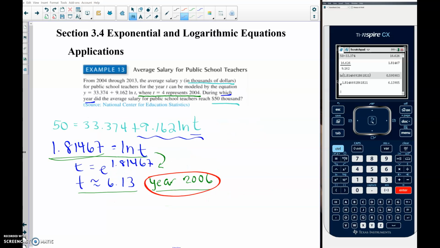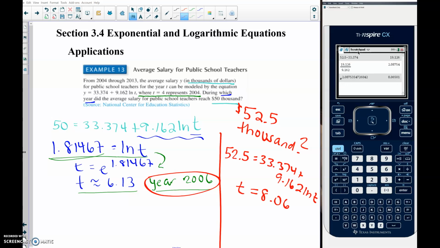Go ahead and solve this problem for which year public school teacher salary would reach $52.5 thousand. How would that change? So find the year. This answer would be t equals 8.06, so this would be the year 2008.